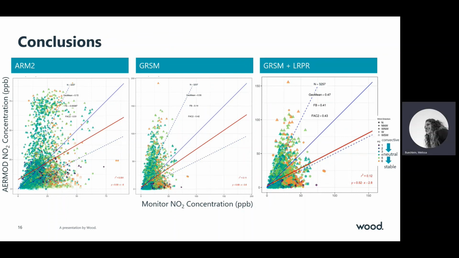To conclude today's presentation, I wanted to spoil a bit of the source sensitivity analysis work. On this slide, I've shown the AERMOD and GRSM chemistry options in the same way as I did on the previous slides. Remember, the axes maximum concentrations are different. The AERMOD maximum concentration was about 90 ppb, while the maximum concentration for GRSM was 190 ppb.